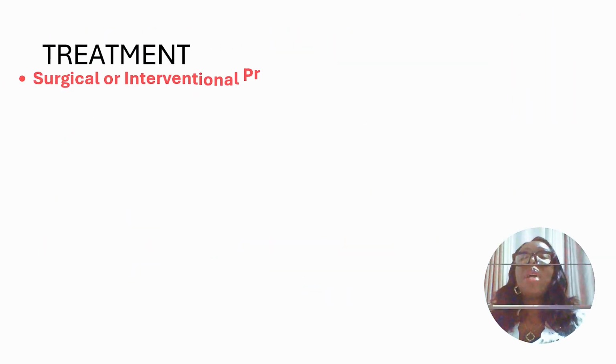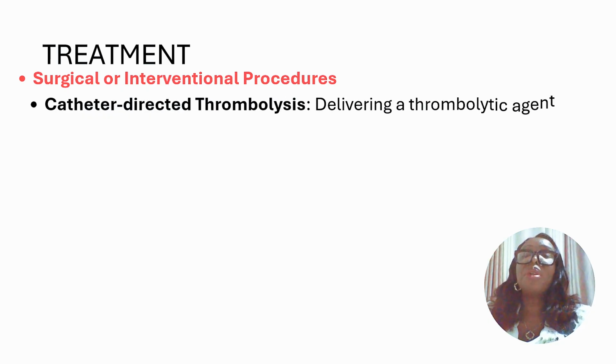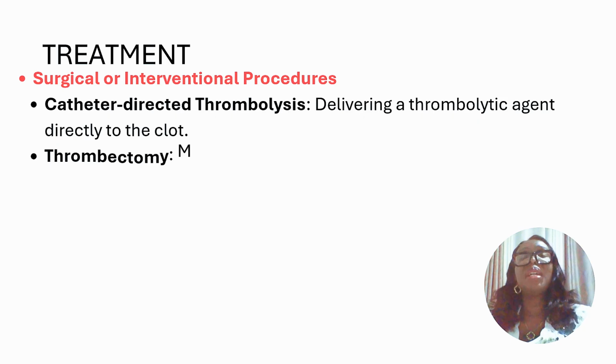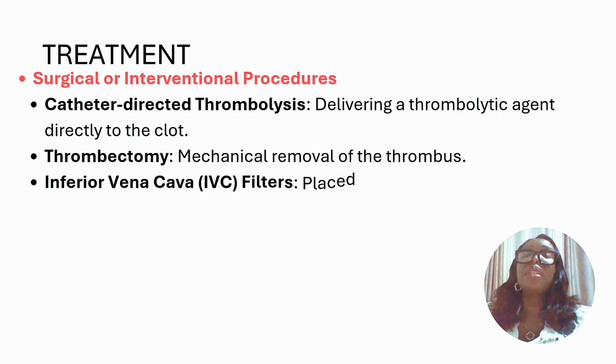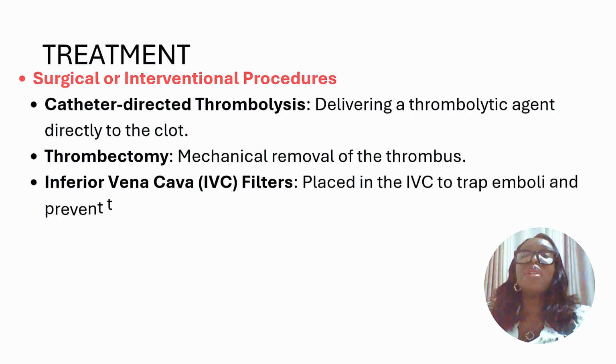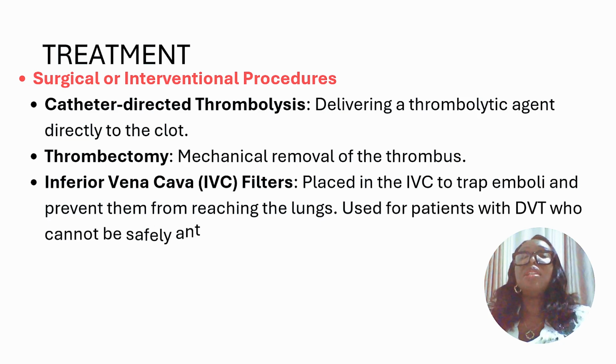Then we have surgical interventions like catheter-directed thrombolysis, thrombectomy, and inferior vena cava filters. Catheter-directed thrombolysis is delivering a thrombolytic agent directly to the clot, and thrombectomy is mechanical removal of the thrombus. Inferior vena cava filters are placed in the inferior vena cava to trap emboli and prevent them from reaching the lungs. They are used for patients with DVT who cannot be safely anticoagulated.